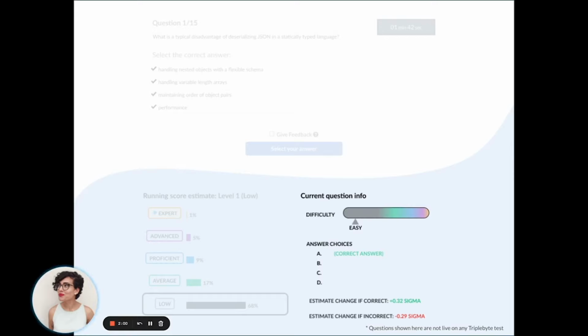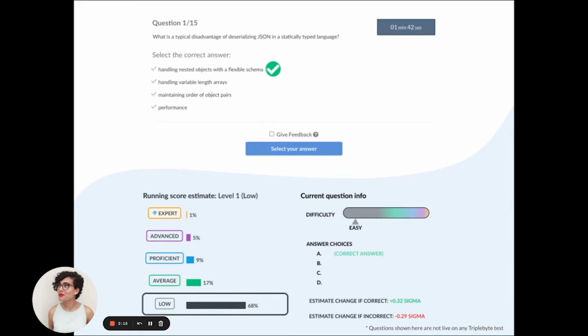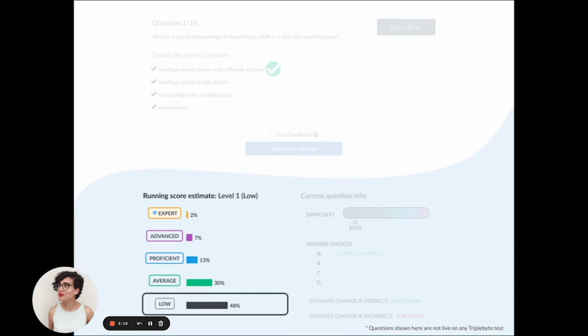Since this is the first question on the assessment, it's pretty easy, but because the test is adaptive, the questions become easier or more difficult depending on how the candidate answers. We can also see how a right or wrong answer on this question would adjust our estimate of the candidate's skill level. So let's imagine that the candidate gets the question correct, which increases our score estimate. Chances of the candidate scoring low go down, and chances for a proficient, advanced, or expert score go up. Since this is only one question, the chances really only go up a little bit.